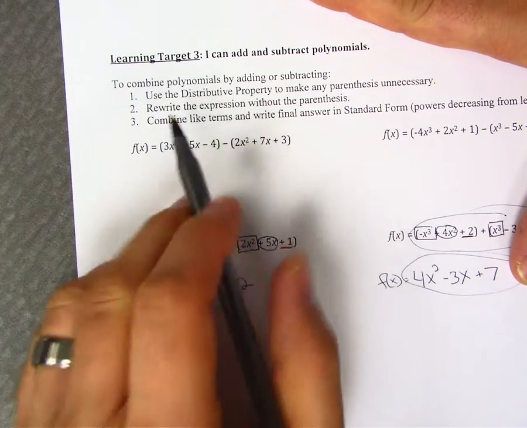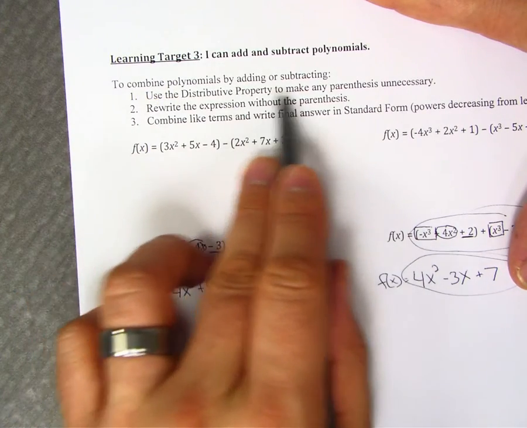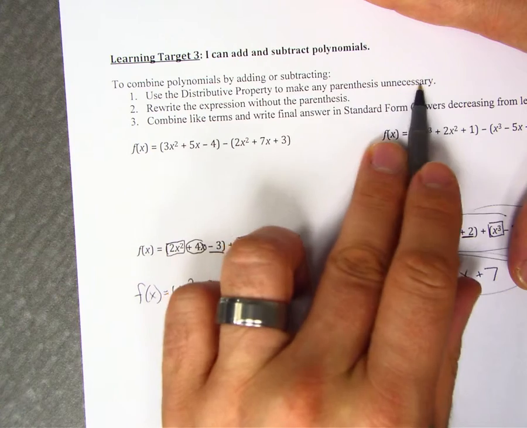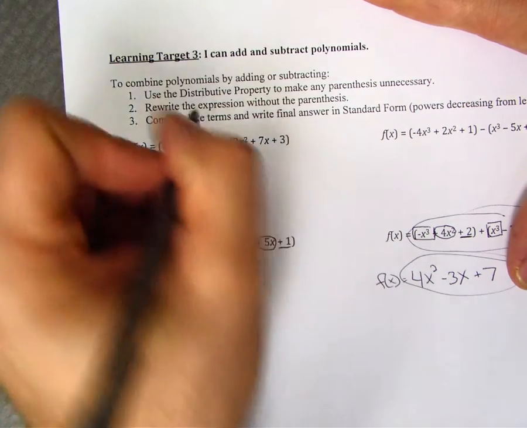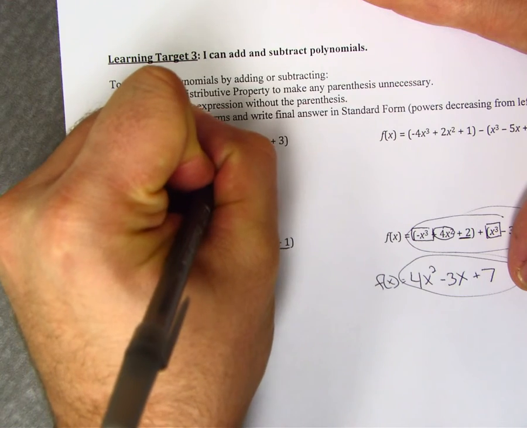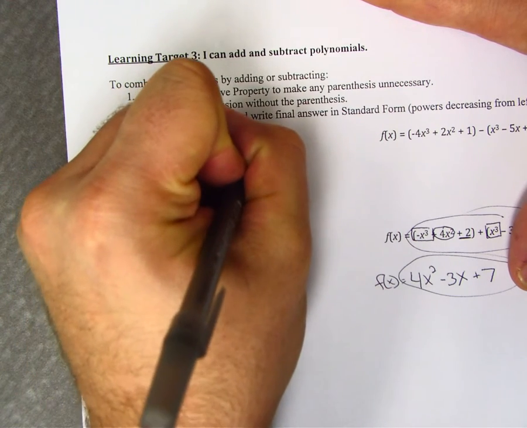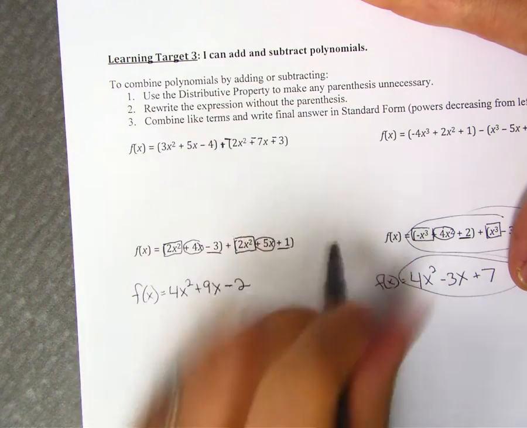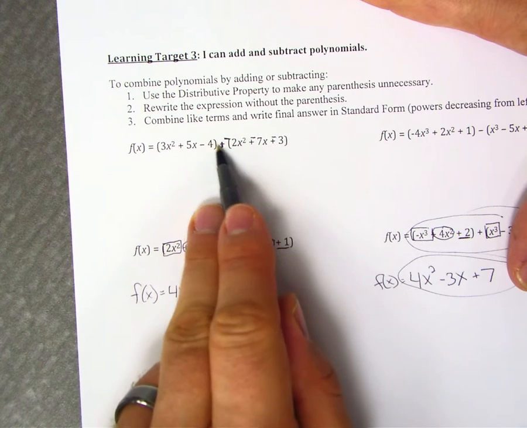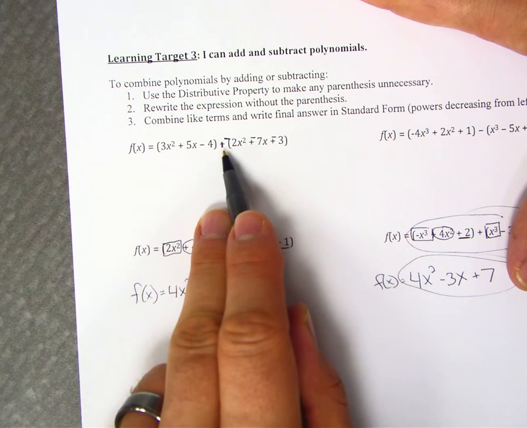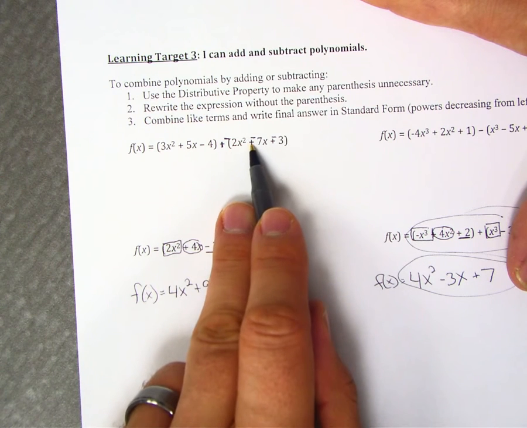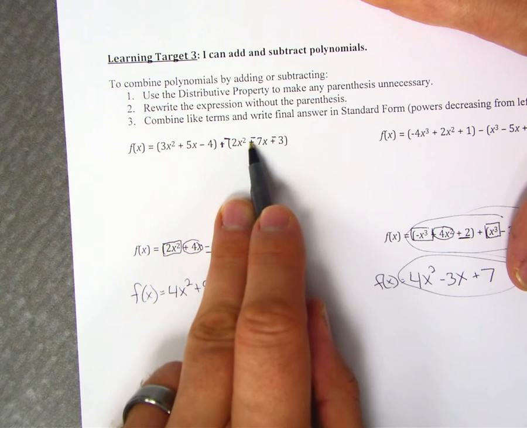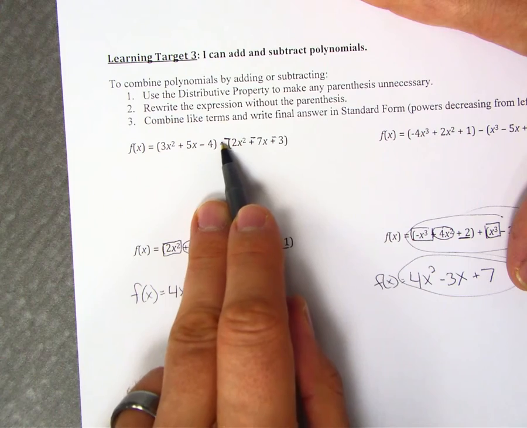Like it says right here, use the distributive property to make any parentheses unnecessary. So what we're going to do is get rid of this minus sign, change it to a plus, and we're going to distribute that negative to every single thing to the right here. Because adding a negative is the same thing as subtracting. So we're changing these all to the opposite. If this was a minus 7x, we just change it to a plus 7x. It'd be the opposite.